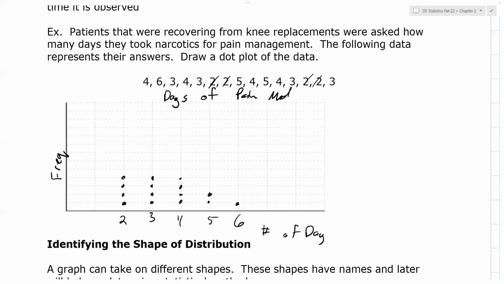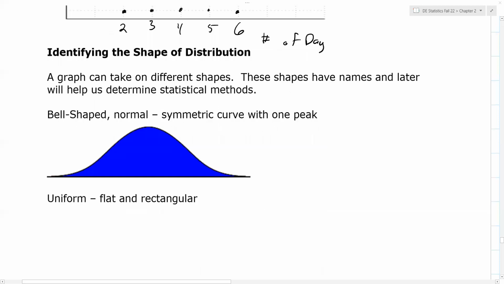All right. Next, we're going to talk about kind of shapes of distributions. And there are 4 shapes that we're going to talk about briefly here. We get more in depth in a couple of them later on in the semester. The first one is bell-shaped. It is also referred to as the normal curve. It is a symmetric curve with one peak in the center. So the peak is in the middle. The left side and the right side of that look the same.